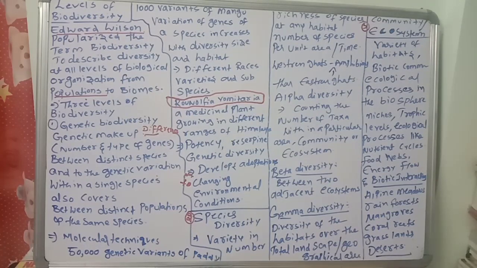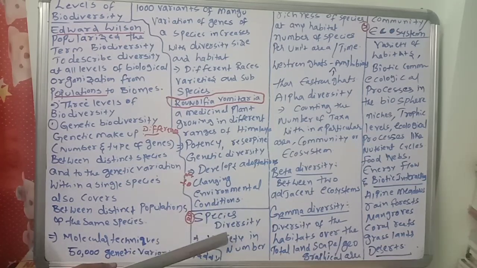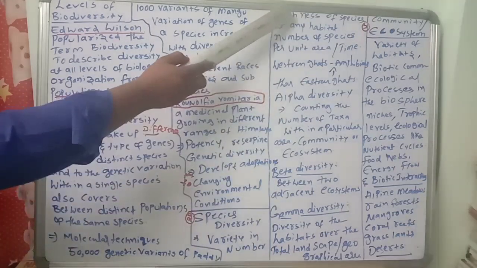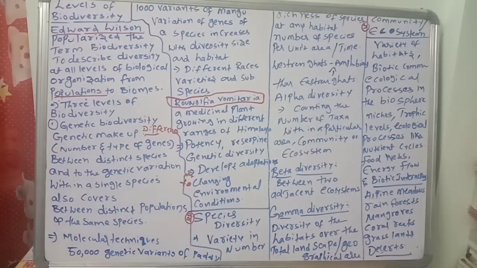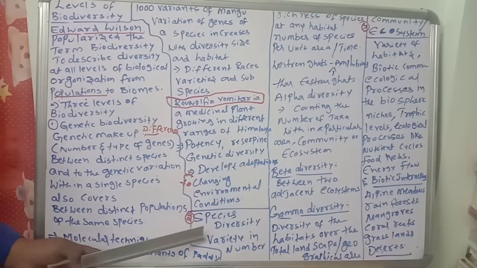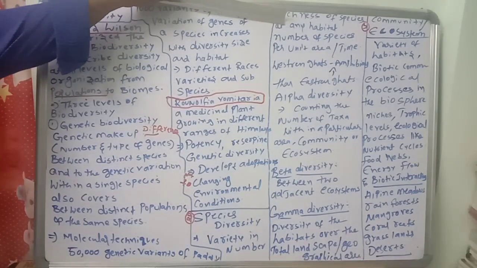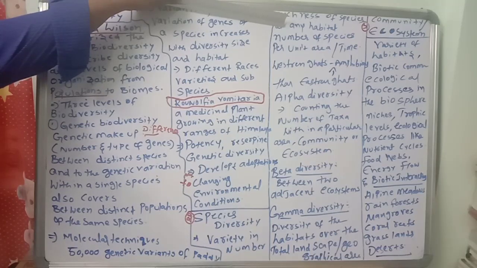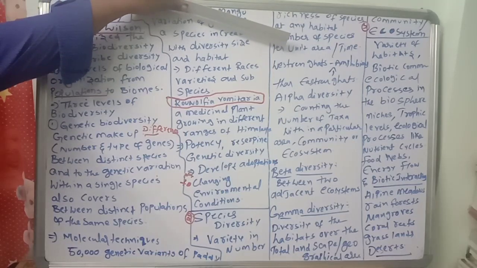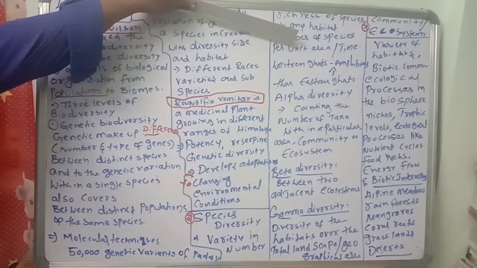Next, species diversity. What is species diversity? That is important. You know very well, species diversity refers to the variety in number and richness of species at any habitat. This is important. The number of species per unit area at a specific time is called species richness.